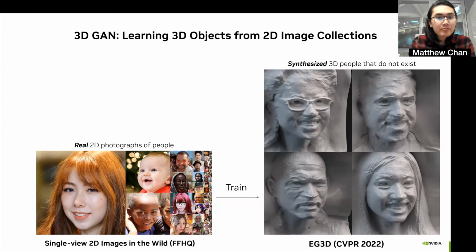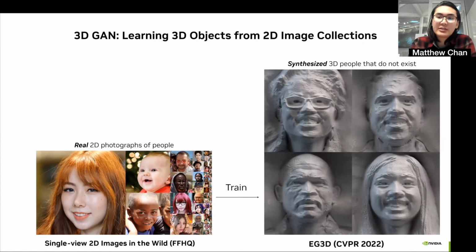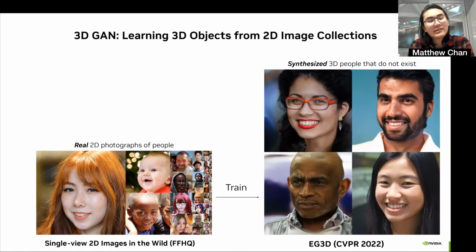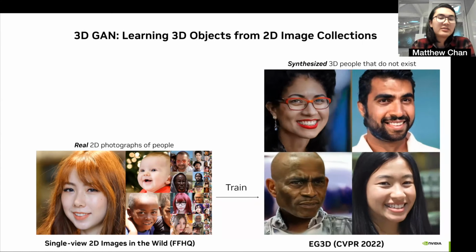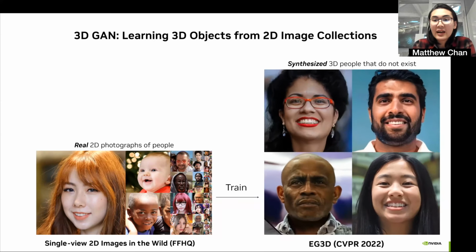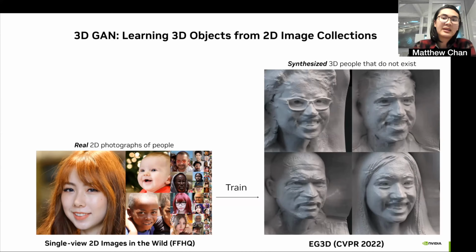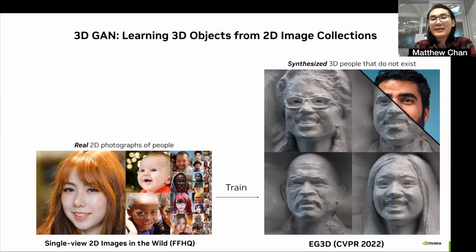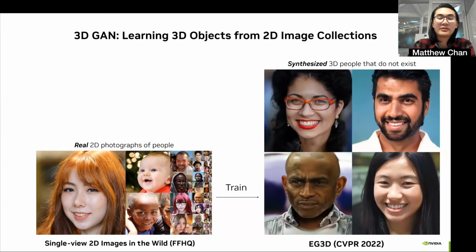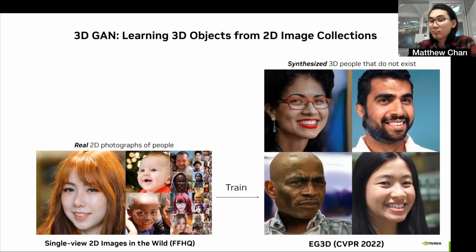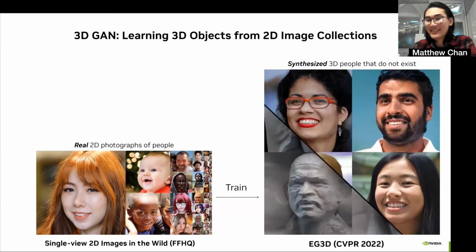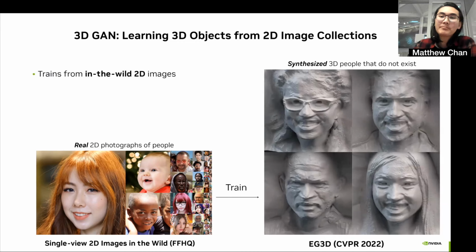What we really strived to answer here was the question: given the identical collection of images and data that we used to train the previous 2D GANs, instead of creating photorealistic 2D images of people that don't exist, can we create photorealistic 3D representations of people that don't exist? Unsurprisingly, because I'm here today, yeah, we can.